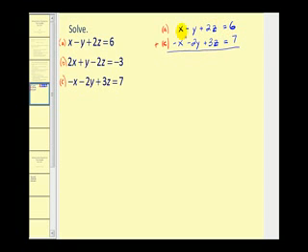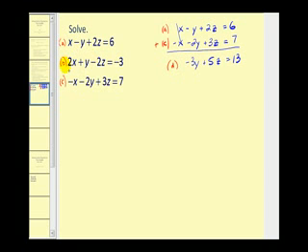Again, notice the x terms are opposite, so that would add to 0. We have negative 3y plus 5z equals 13. And let's go ahead and label this equation D. So now we'll go back and pick two different equations and eliminate x again.